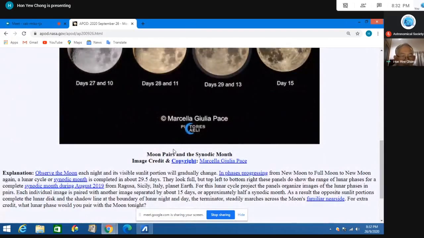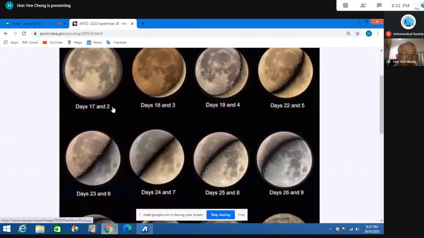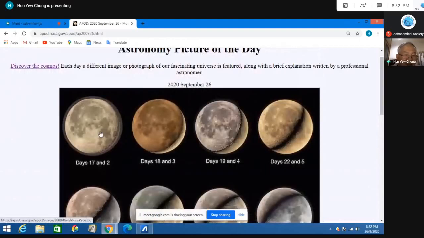The synodic month is when the moon orbits the earth in one month, from new moon to full moon to new moon. The whole cycle is called a synodic month, 29.5 days. So you see the second day of the lunar month, the bright part, and day 17, separated by half a lunar month. Then you have the third day of the lunar month plus day 18. The dark part is shrinking and the bright part is expanding. So day 4, bright, day 19, dark.